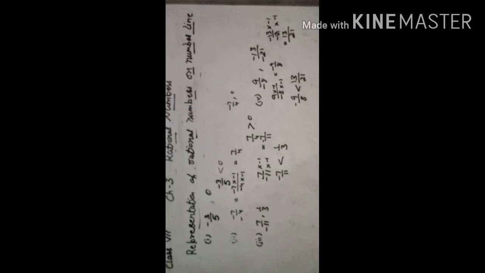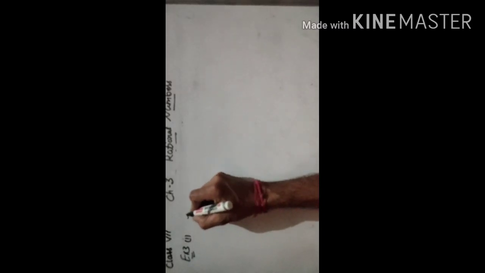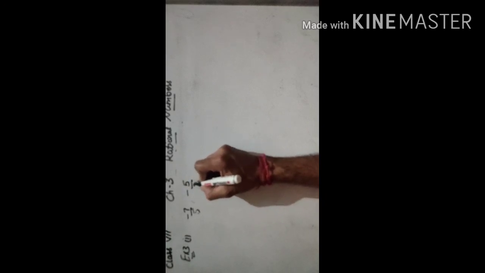Next is example number 3. This was example number 2. Now example 3, first part. Which of the two rational numbers is greater in each of the following pairs? -7/3, -7/5 and -5/3.